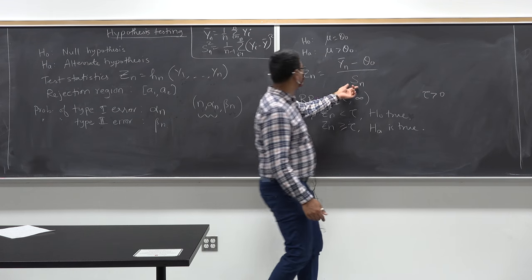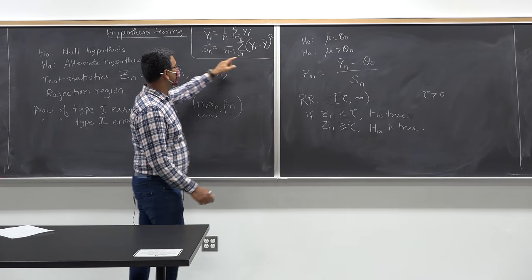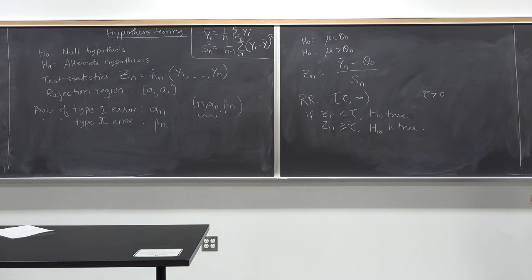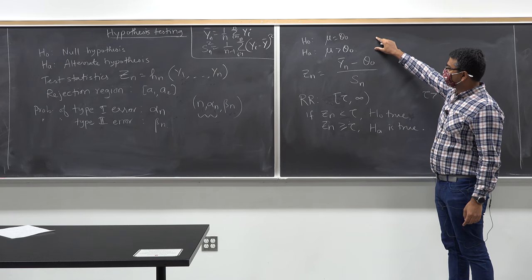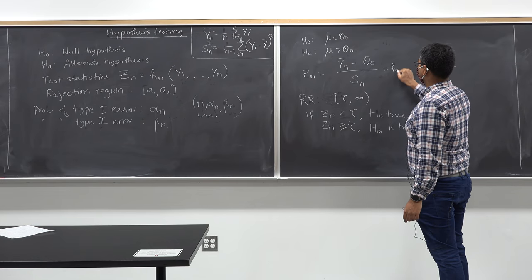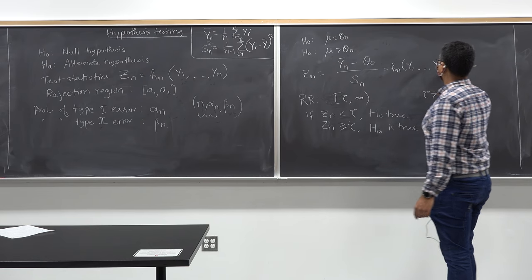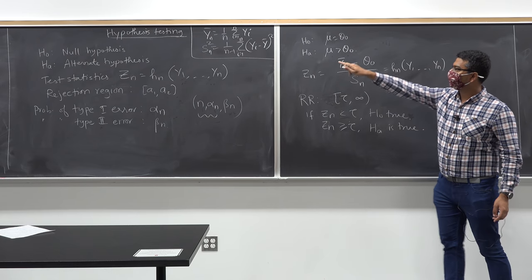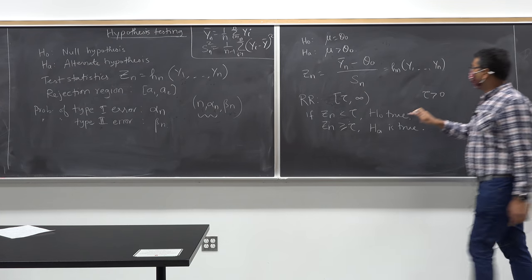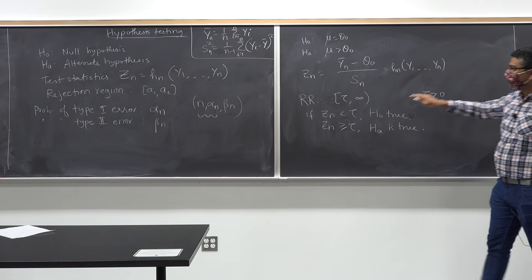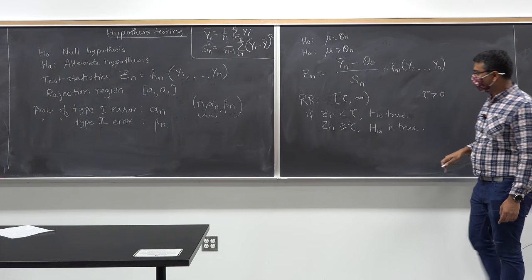Sn is the square root of Sn square, and Sn square is computed here. So I have set up this hypothesis and I have a test statistic, this is my Hn of y1 to yn. You can notice that this Hn is constructed using the mean and the estimated covariance, and it takes as input the entire data set you have collected so far.